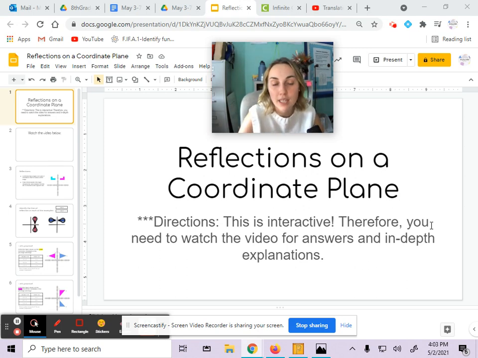The whole point of this video is to help you out with reflections on a coordinate plane. This is not exactly notes and not exactly a worksheet, it's going to be a little bit in between. I'm going to introduce you to reflections on a coordinate plane. I'm going to do a lot of examples on here, but some of the slides are going to be up to you to complete.